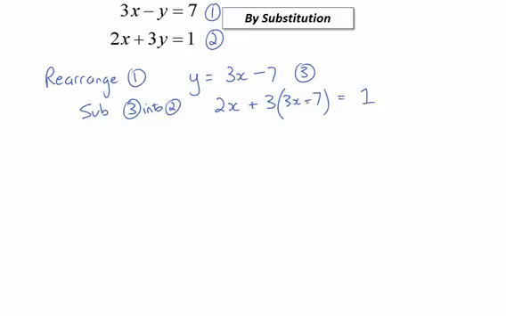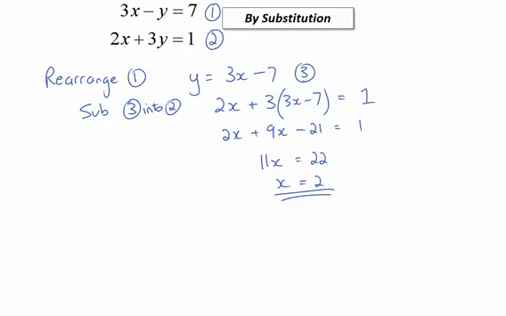Now we want to expand and simplify this to bring it down to a normal equation that we can solve. So the 2x can stay there. We'll multiply the 3 in, so we have 9x. We'll multiply the 3 in again, so we have 21, and it still equals 1. We're going to add our like terms together, so we'll have 11x. And we can move this one over to the other side, so we have 1 plus 21, which is 22. Now x is 2. So we've found one of the values.